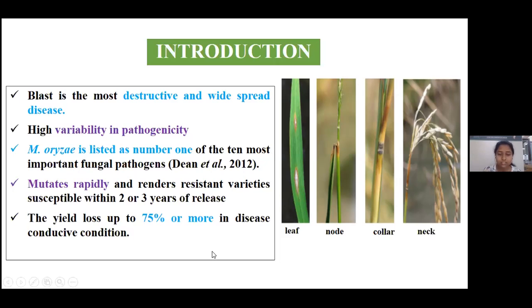The yield loss due to this blast disease is normally 75% or more in disease-conducive conditions. As we all know, most of the world's population's calories depend on rice, and thus yield loss due to this blast disease can be a major threat to food security at the global level.